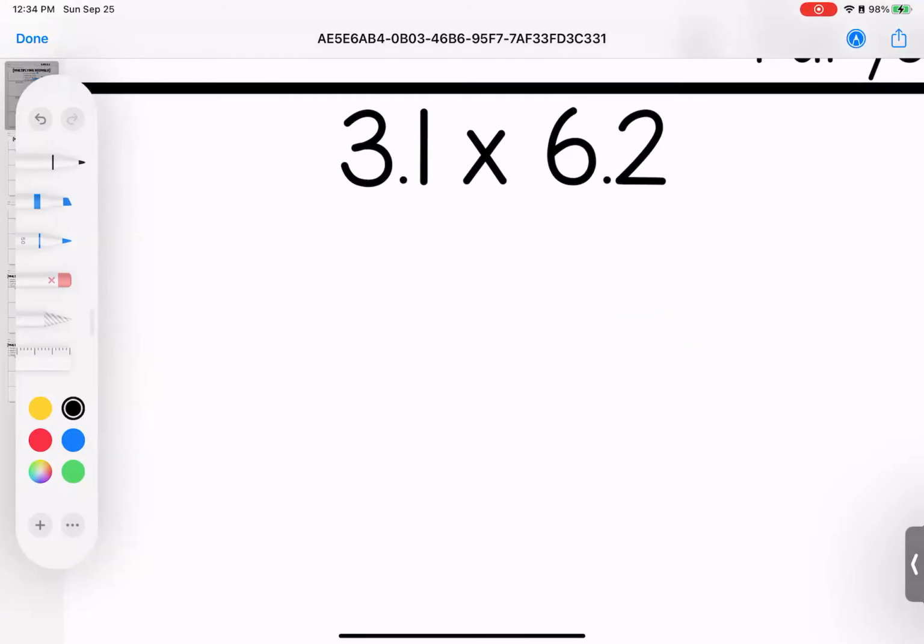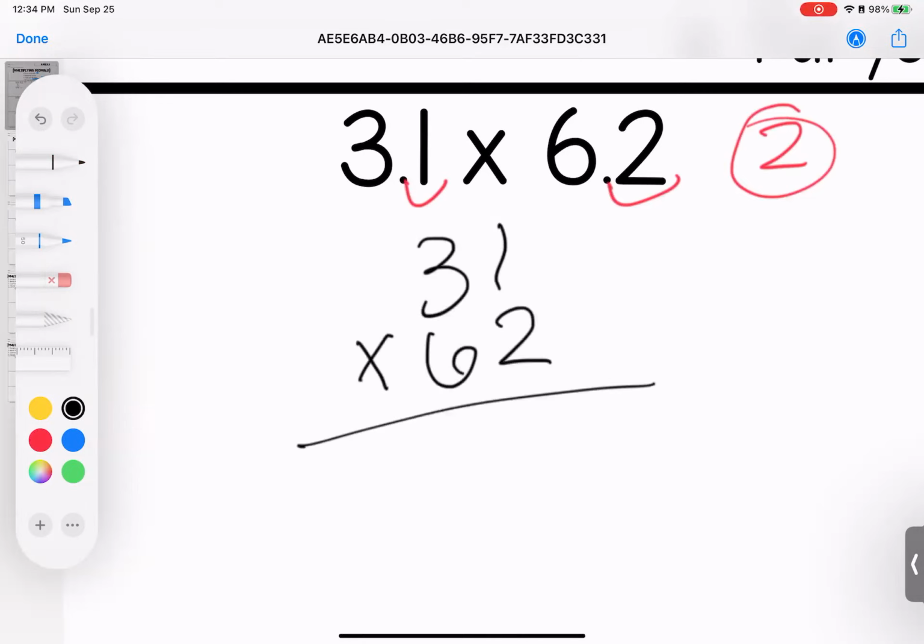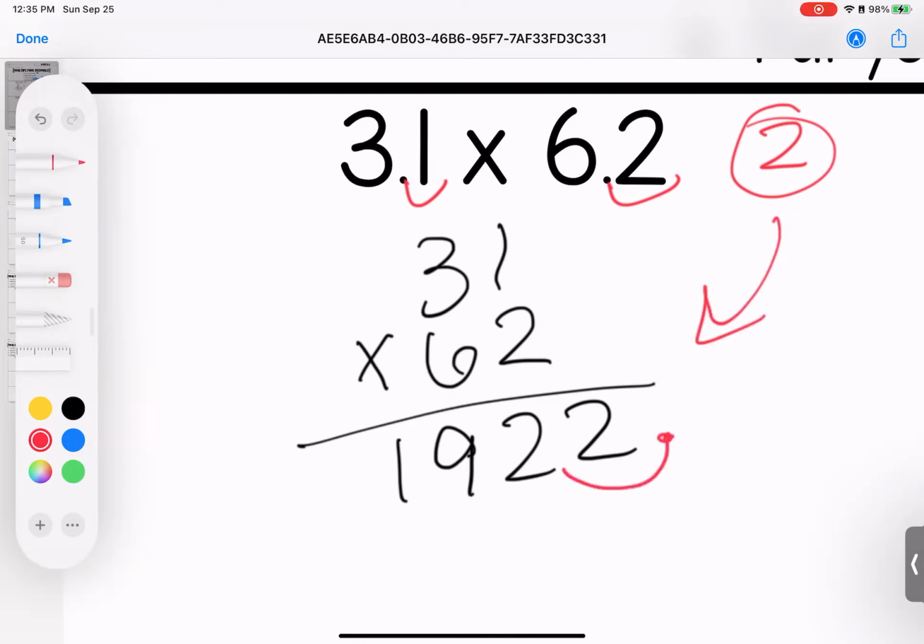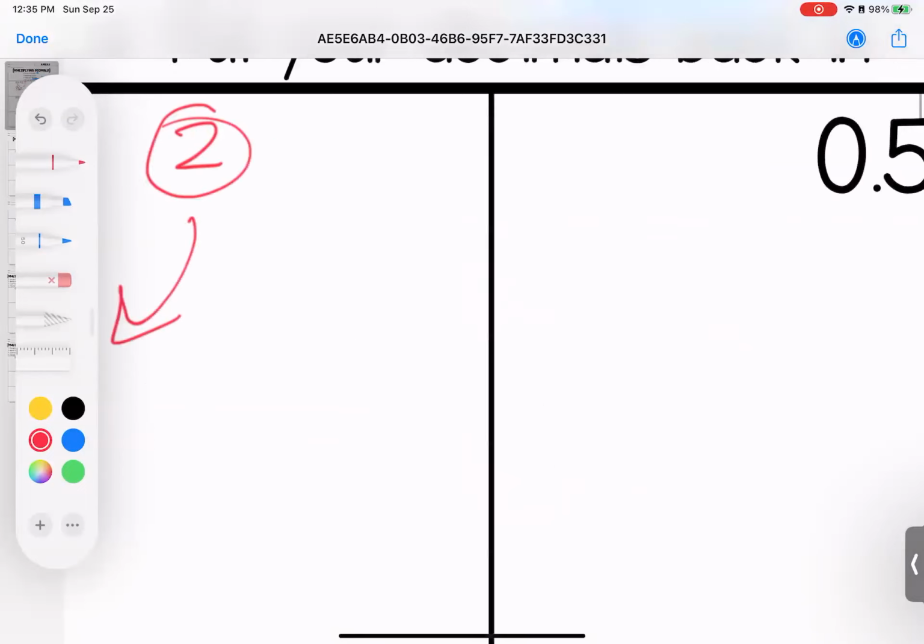So here comes our first one. We have 1, 2 decimal places. Once I pull them out, what I'm doing is 31 times 62. When I multiply, I get 1922. Again, not 1922 because we need to put our decimals in starting at the back. 1, 2, our answer is 19 and 22 hundredths.